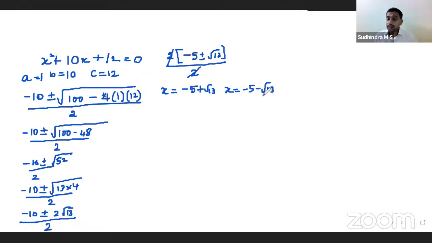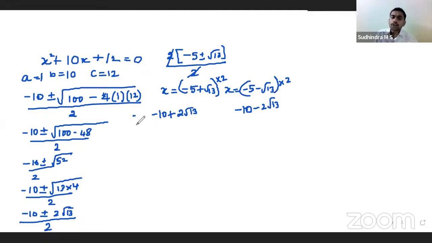Now, they do not want this. They are telling the other equation that they have given, roots are double. So you have to double it, multiply by 2. Minus 5 into 2 is minus 10 plus 2 root 13. Correct? Same way, minus 10 minus 2 root 13. These are the two roots of that equation. So they are asking us to find out the value of m plus n.